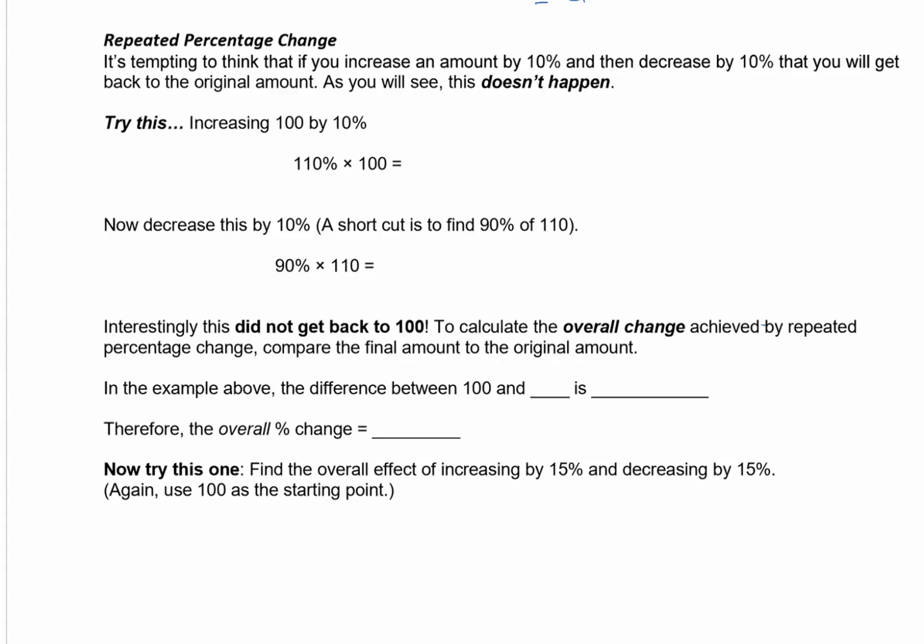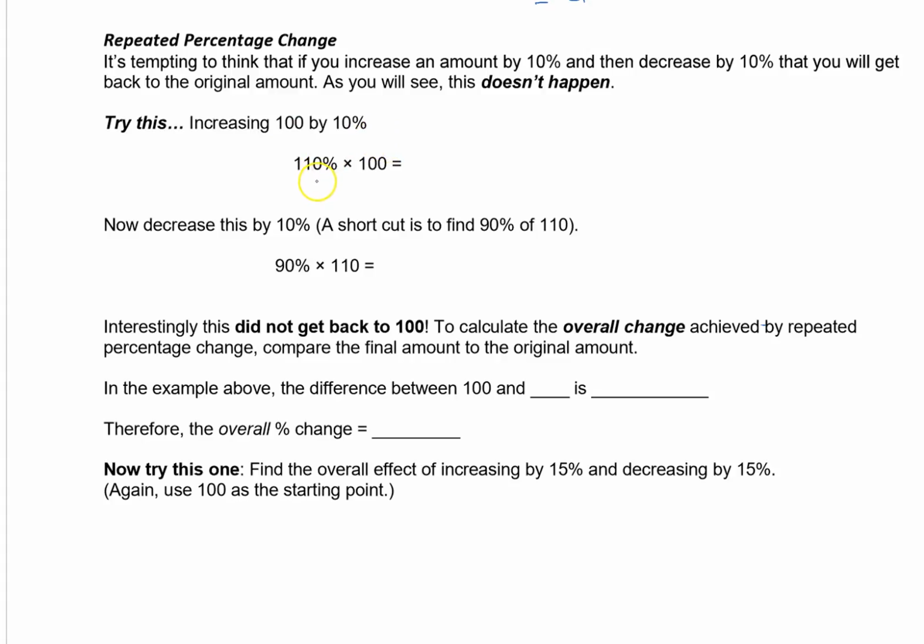Let's have a look at what you do actually get then. Like I've said, it's tempting to think that if you increase an amount by 10% and then decrease by 10%, you'll get back to the original amount. As you'll see, this does not happen. Let's have a look. We're going to start with 100 and increase it by 10%.